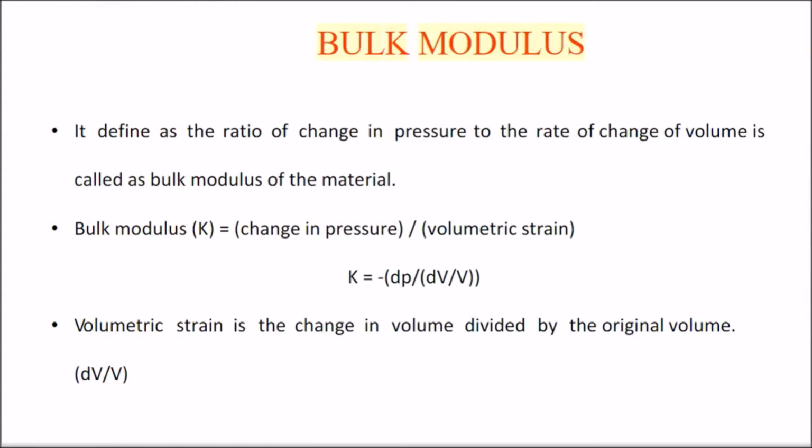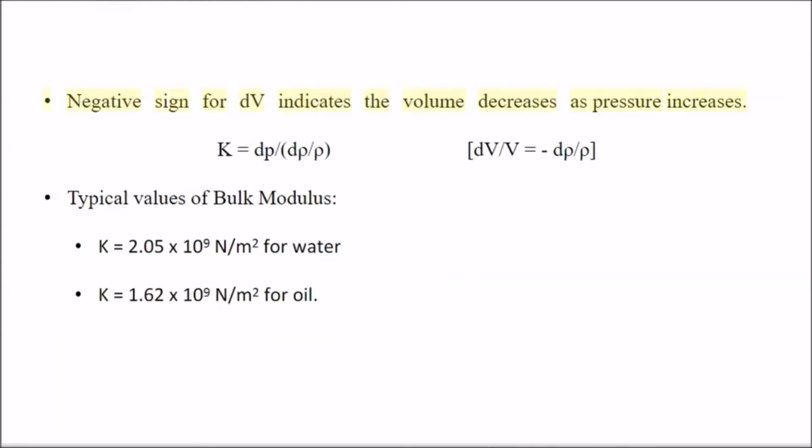Bulk modulus. It is defined as the ratio of change in pressure to the rate of change of volume, and is called the bulk modulus of the material. Bulk modulus, K, equals change in pressure over volumetric strain. K equals -dP / (dV/V). Volumetric strain is the change in volume divided by the original volume, dV/V. The negative sign for dV indicates the volume decreases as pressure increases.